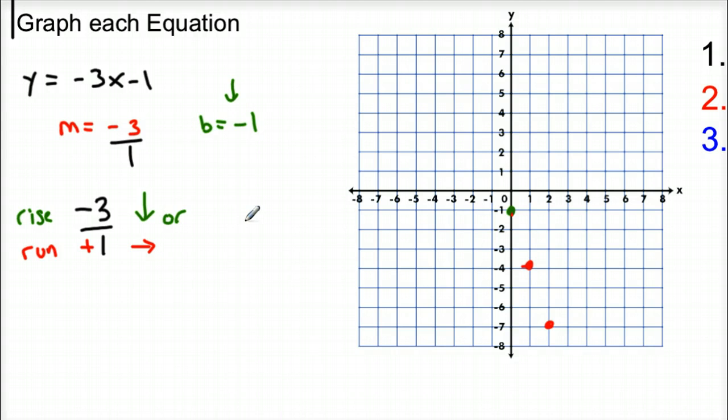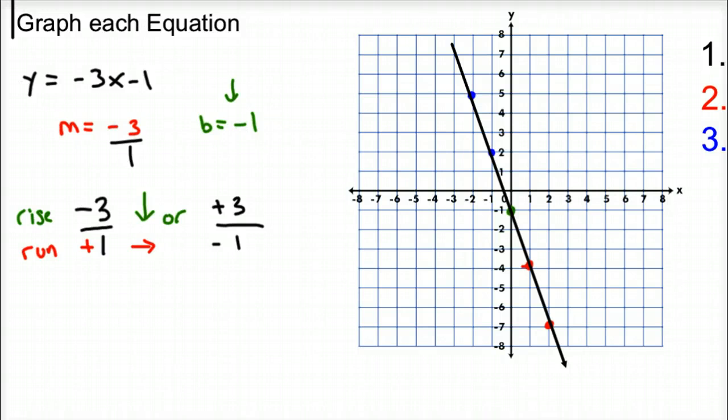Notice, this is -3 over positive 1. I could actually flip-flop these two as well. Rather than writing -3 over 1, I could write positive 3 over -1. All I did is change the location of the negative sign. Rather than giving the negative to the numerator, I now gave it to the denominator. So now I could go up 3 units from here, 1, 2, 3, and to the left 1. Again, 1, 2, 3, and to the left 1. And again, this should follow a nice linear line with a slope of -3 and a y-intercept of -1.